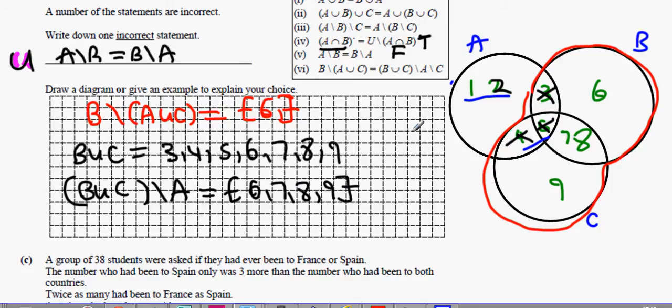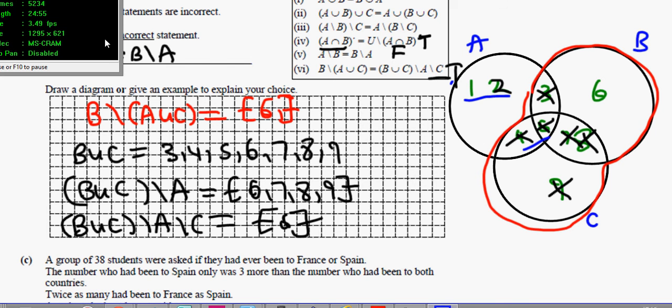And then finally after that, it can also not be in C. So it's going to be B union C less A, and now it's also not allowed in C. We're not allowed 7, 8 or 9, and we're only left with the number 6. Hence this is true and they're equal to each other.